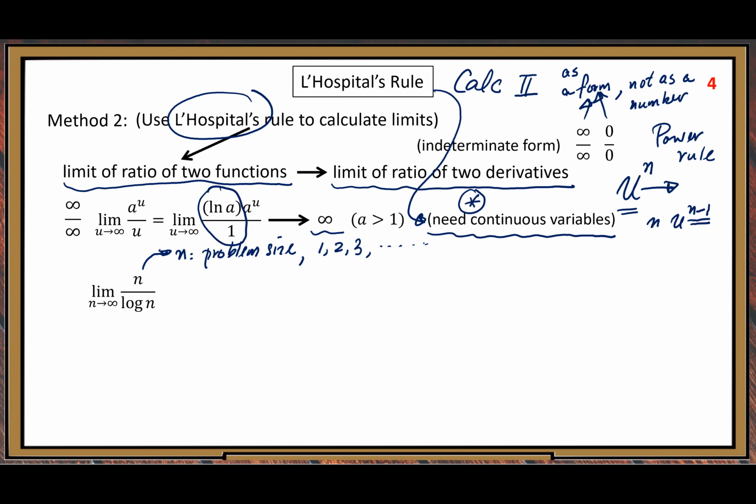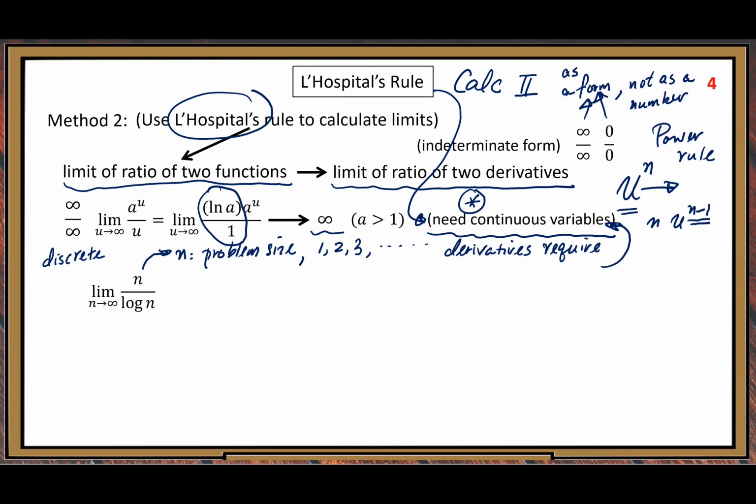So here, the two functions, n and log n, use discrete variables. With a discrete variable, we cannot take derivatives. Derivatives require continuous variables.